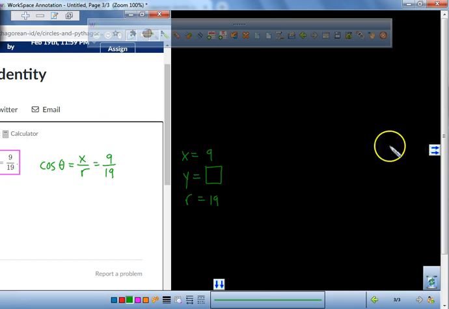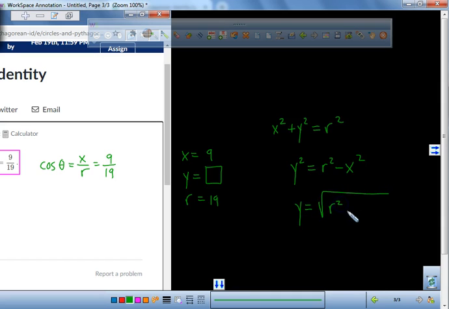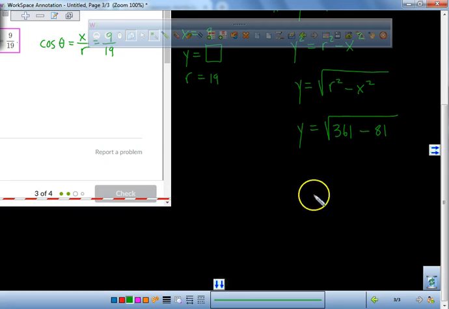So right over here, if we know x squared plus y squared equals r squared, our y squared will always be r squared minus x squared. Here's a quick little formula. If you want to use it, you can. It's always the square root of r squared minus x squared. So I need your help here. 19 squared, I believe, is 361, minus 9 squared, which is 81. If we do 361 minus 81, what'd you guys get?